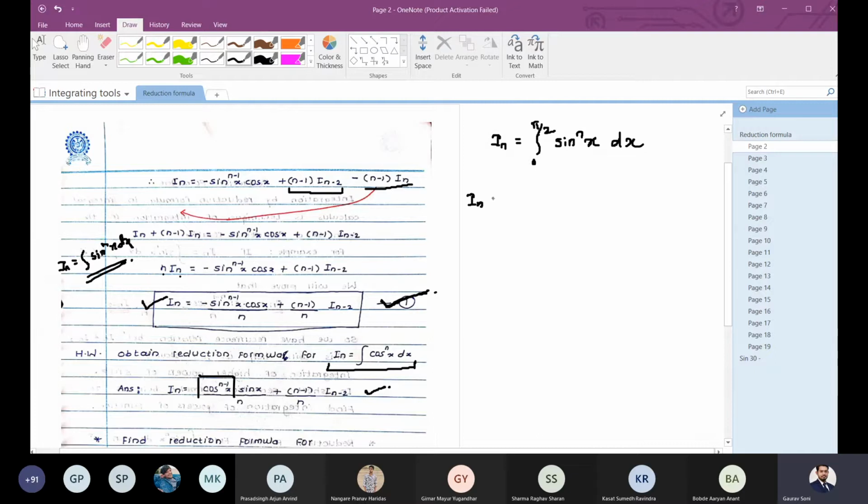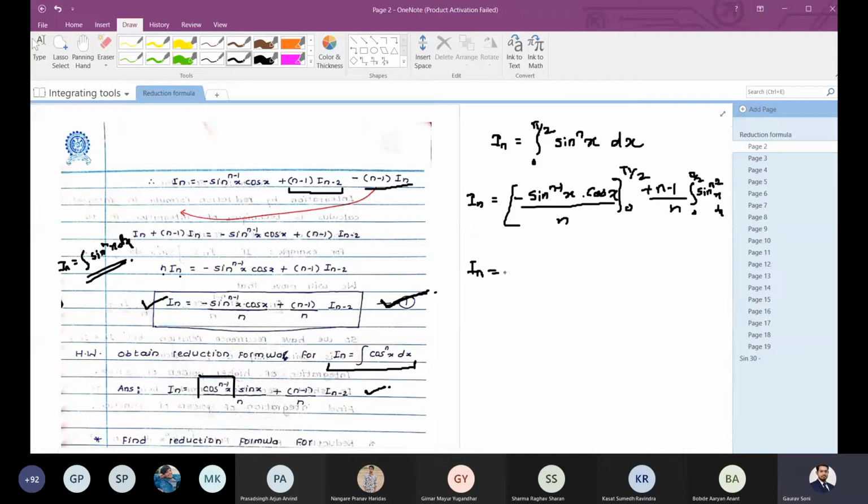So we'll get In equal to minus sine raised to n minus 1 x cos x divided by n, with limits 0 to pi by 2, plus n minus 1 upon n integration of sine raised to n minus 2 x from 0 to pi by 2 dx. What's the formula? Can someone tell me? In will be equal to, if the limits are given 0 to pi by 2, you just have to put the limit.